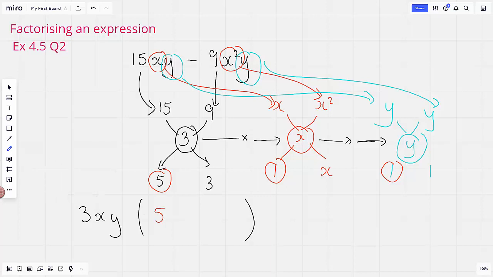We'll try a different color again. Then the next term we're going to have inside the bracket is going to be 3 times x times 1. 3 times 1 is 3, times x is 3x. And of course I have got a minus sign in there. So there's our solution: 3xy into 5 minus 3x. Again, multiply out to double check your answer.